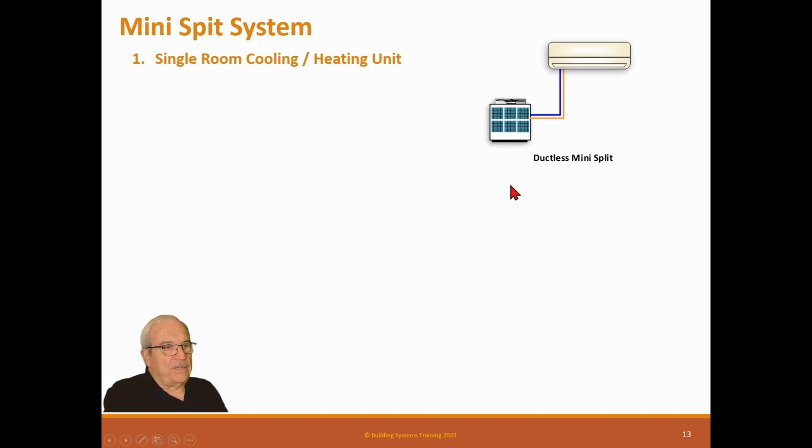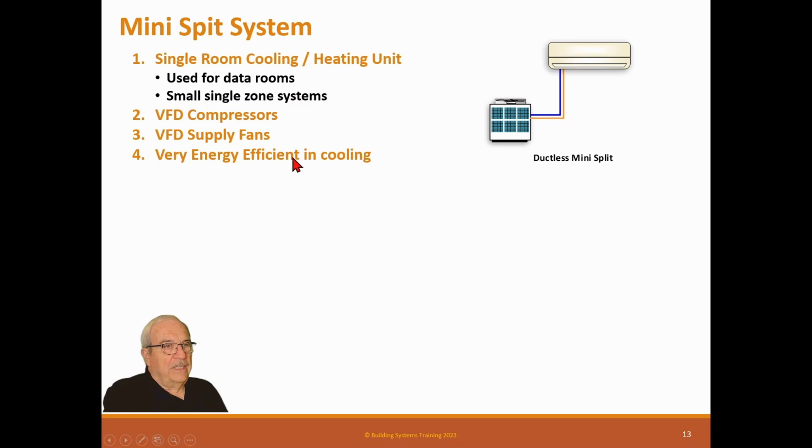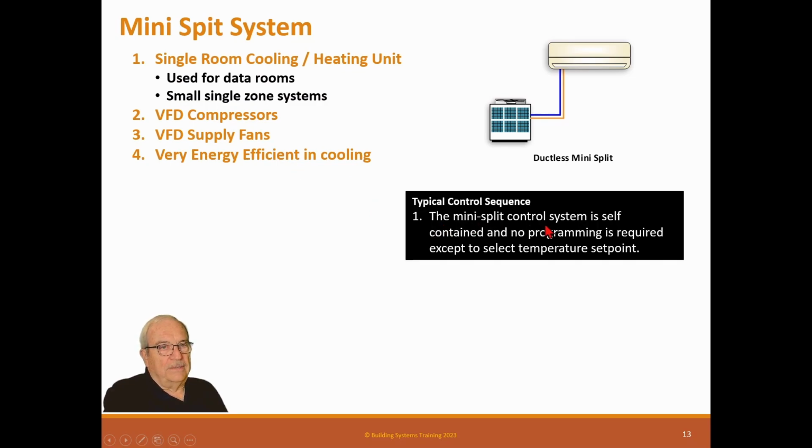Mini splits are basically our VRF system. These are just one zone, but they have a variable speed compressor and variable speed fan, exactly like the one we just talked about. Small rooms, VFD compressors, very efficient in cooling. They don't have any control sequence. They're self-contained. The only thing that's interesting about these is they come with a little remote, looks like your TV remote, and that's what sets the temperature and the schedule for this.